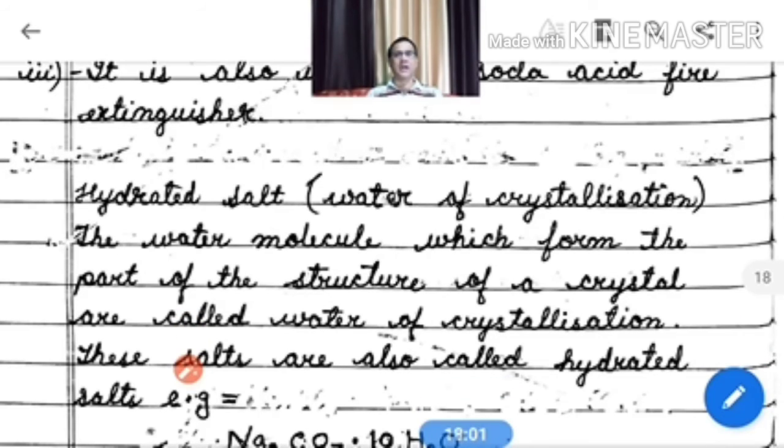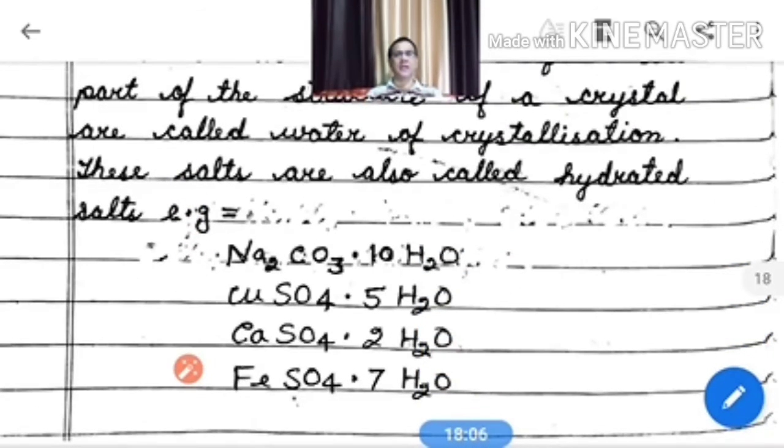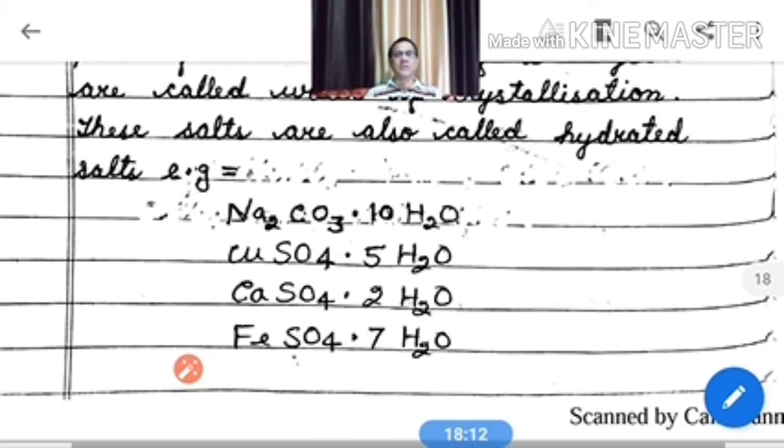Our next topic is hydrated salt or water of crystallization. Hydrated salts are another important type of compound. These are compounds in which water molecules are attached to the compound, for example Na2CO3.10H2O, CuSO4.5H2O, CaSO4.2H2O, FeSO4.7H2O. In these compounds, the attached water molecules are called water of crystallization, and such salts are called hydrated salts.